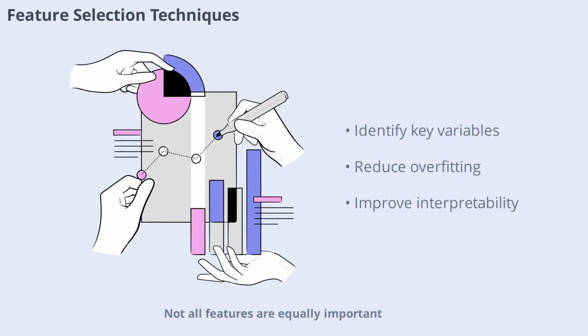Not all features are equally important. Feature selection involves identifying and keeping only the most relevant variables for your analysis. This can help reduce overfitting, speed up training, and improve model interpretability. Common techniques include correlation analysis, recursive feature elimination, and using model-based importance scores. Selecting the right features is a critical step in building an effective model.